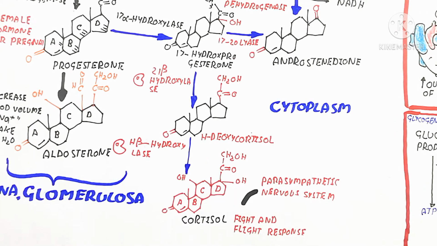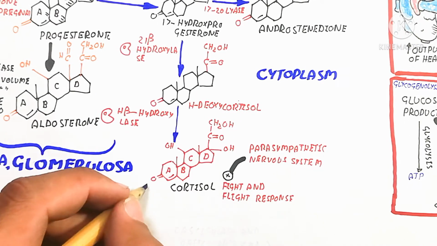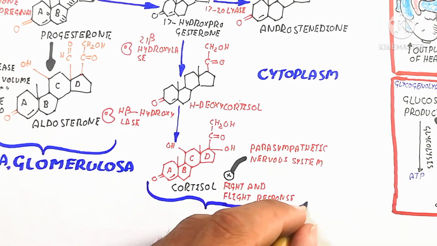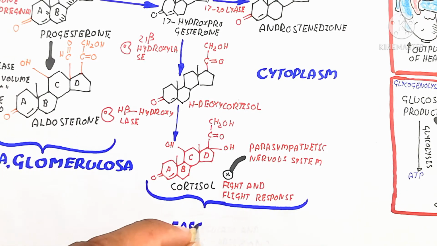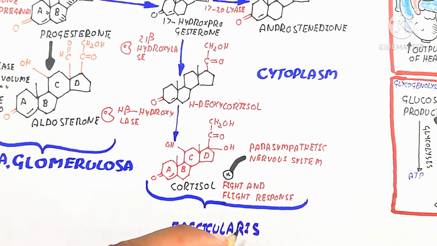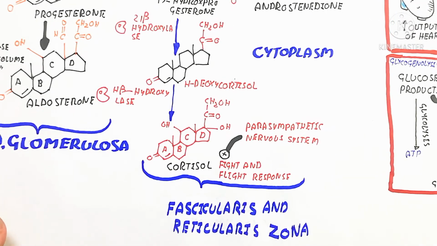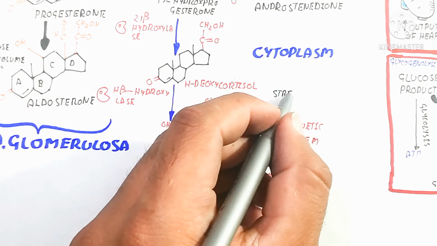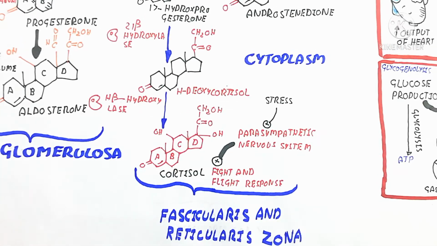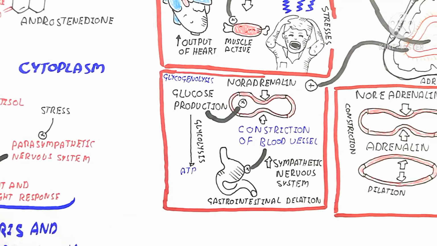That is the system which is stimulated after stress. The stress will enhance the fight and flight response to increase the blood pressure, etc., and increase the catabolic effect, not metabolic. So this is the zona fascicularis and reticularis. We will understand this zone from the diagram which we understood before.